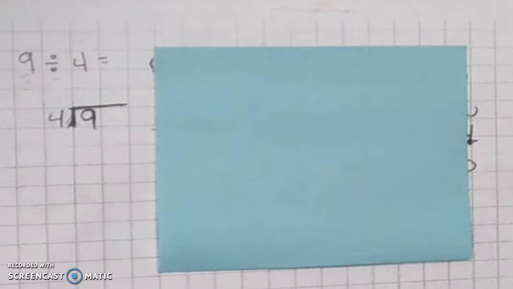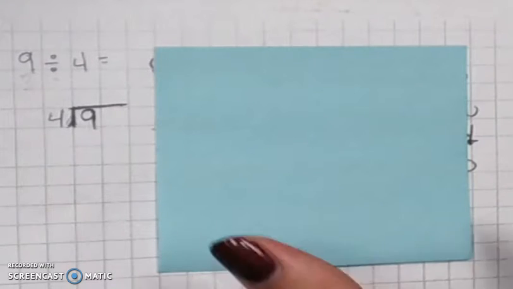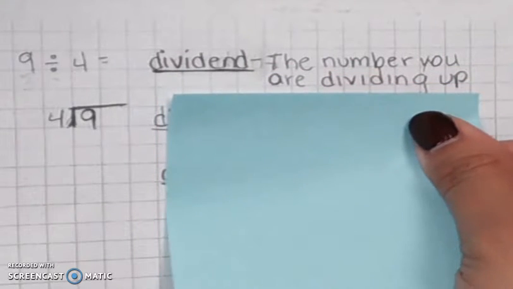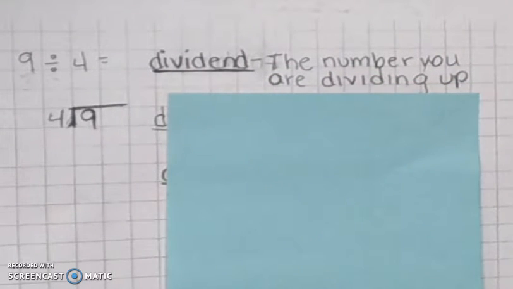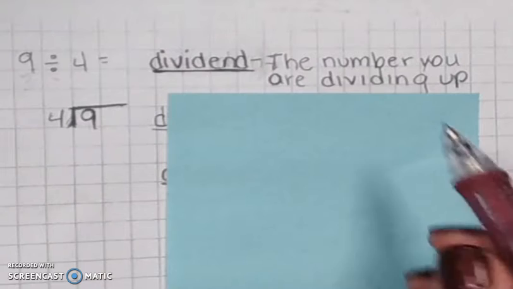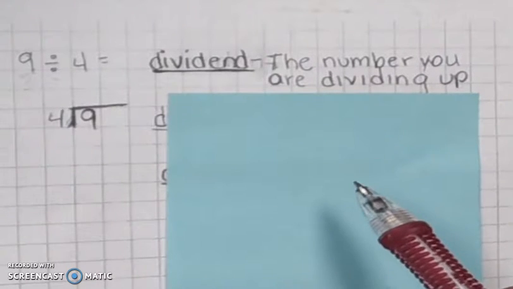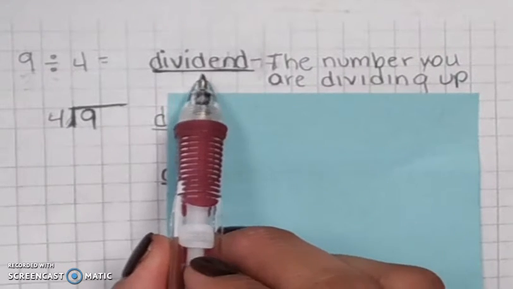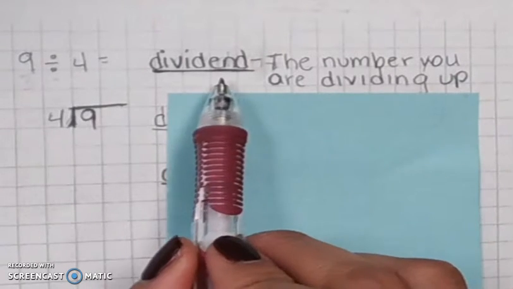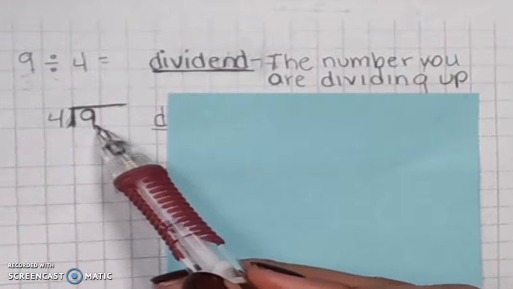So I want you to grab your paper and your pencil, and I want you to write the definition of dividend. I'm not going to stop long enough for you to write this definition down, so just go ahead and pause the video so you can finish writing the definition of a dividend. A dividend is the number you are dividing up. So the number you're dividing up is going to go inside your box.